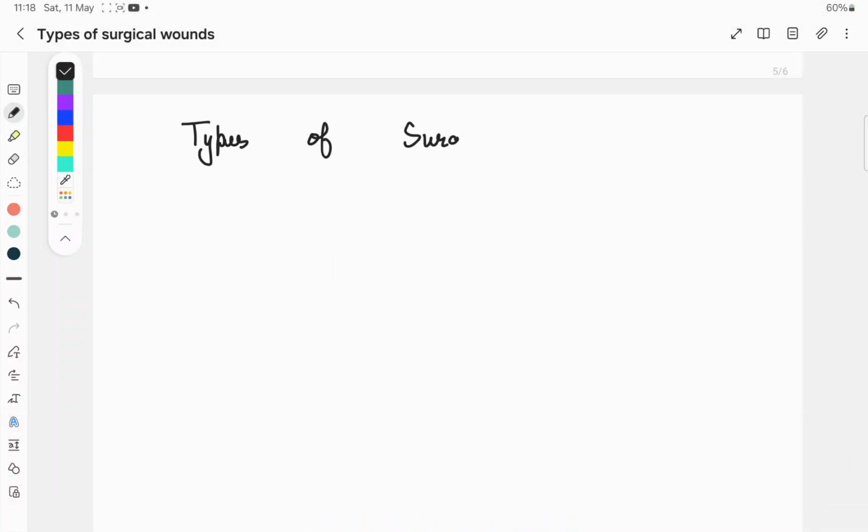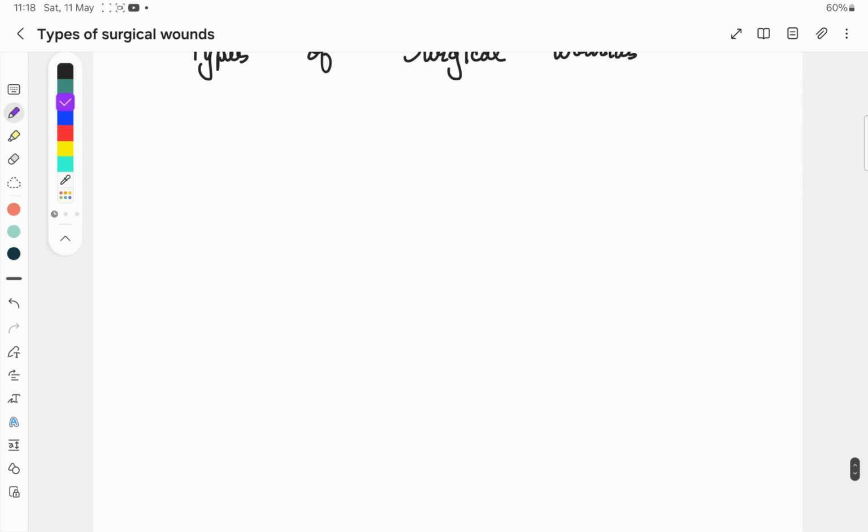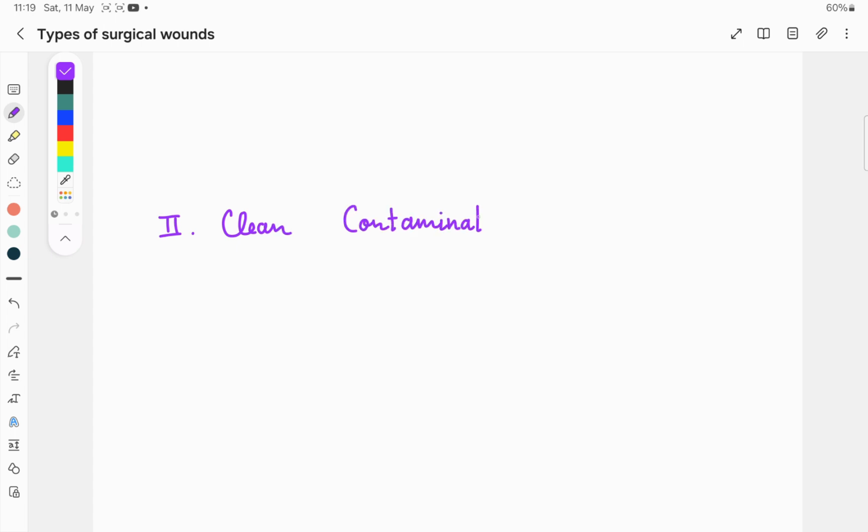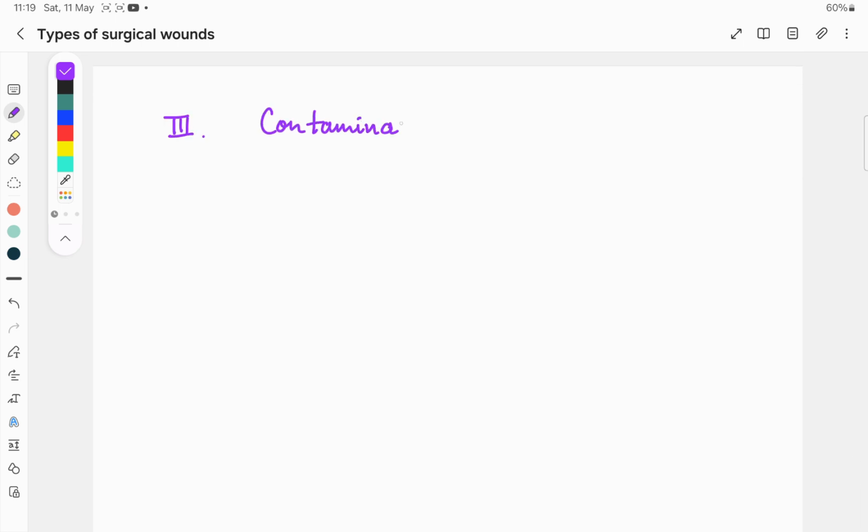So, types of surgical wounds. There are 4 classes of surgical wound. Type 1 is clean. Type 2 is clean contaminated. Type 3 is contaminated. And type 4 is dirty.